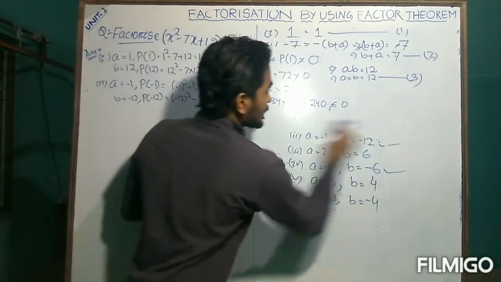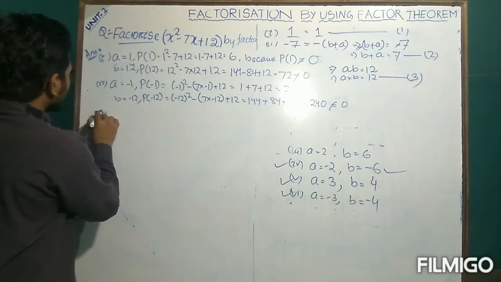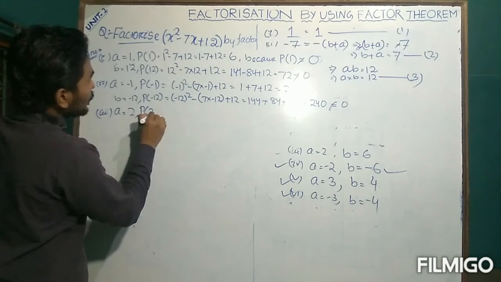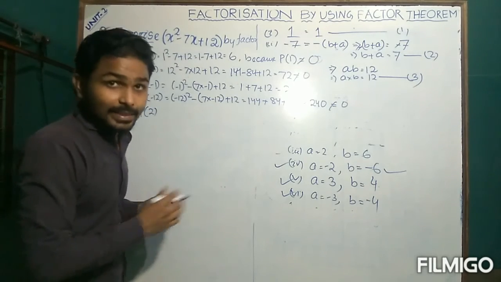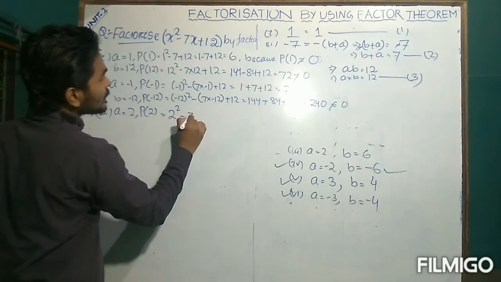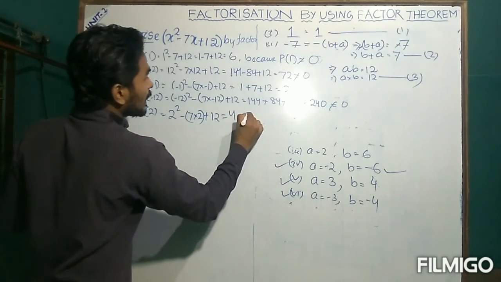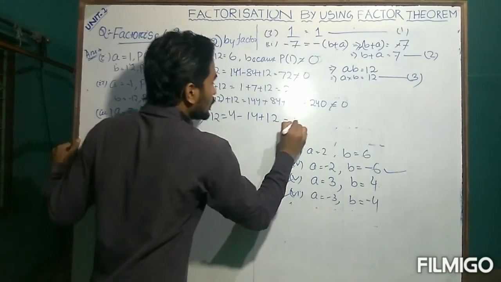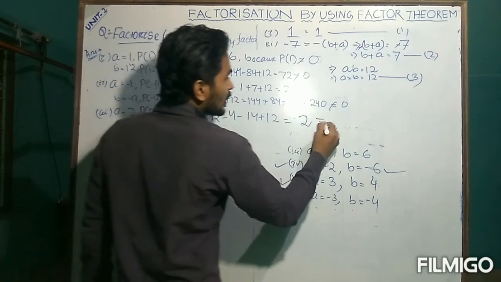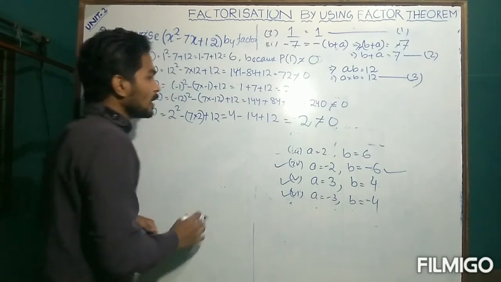Now the second assumption also doesn't hold good. Now let us check with the third assumption. In the third assumption we have a is equal to 2. So let us put in the place of x to be 2. Hence p of 2 will be 2 square minus 7 into 2 plus 12 is equal to 4 minus 14 plus 12. Hence it is equal to 2, which is also not equal to 0. That means a is equal to 2 is not a 0 of the polynomial.